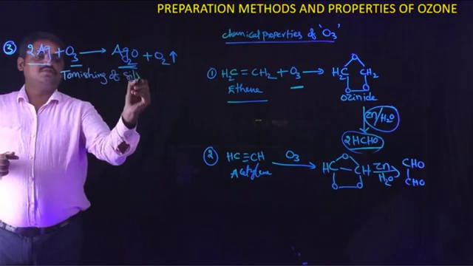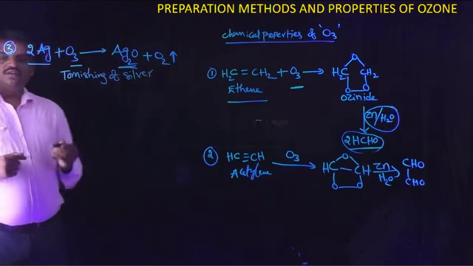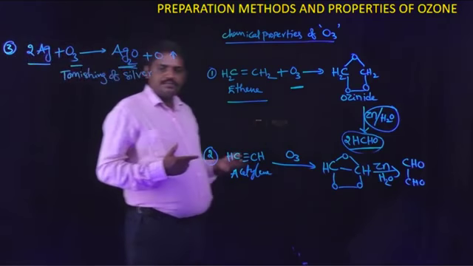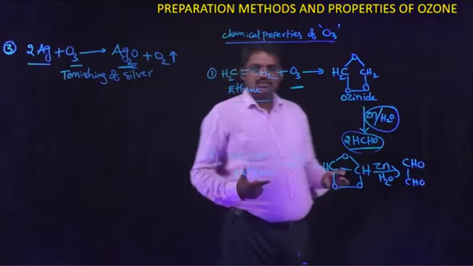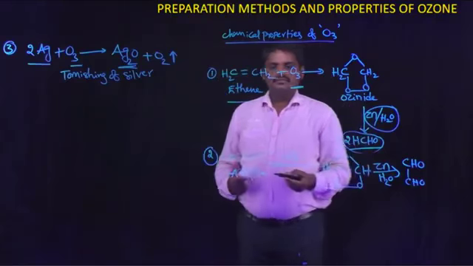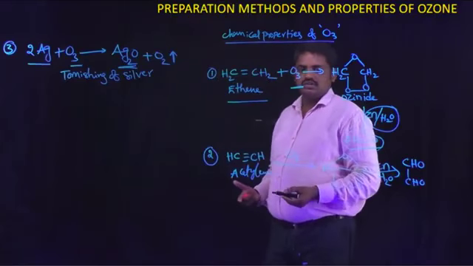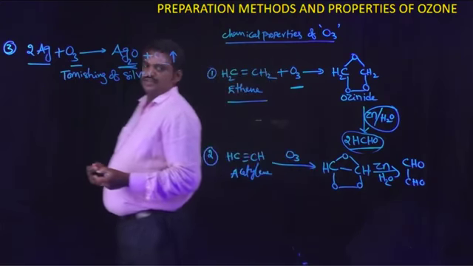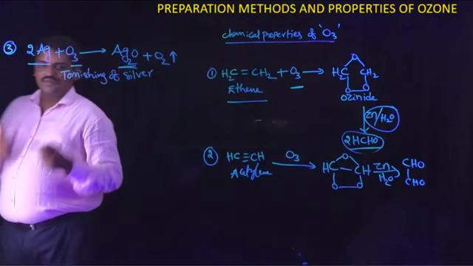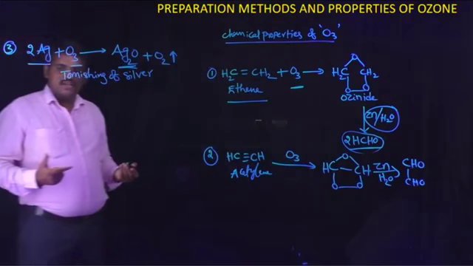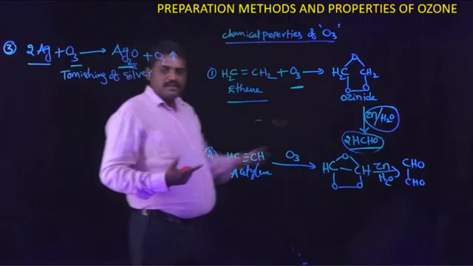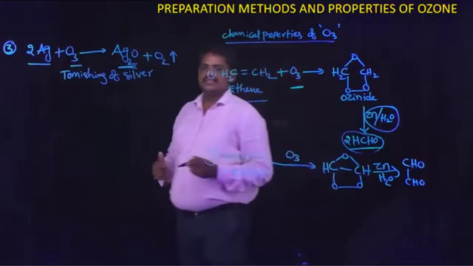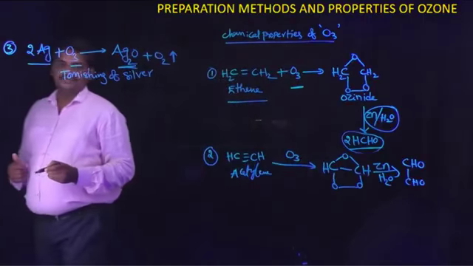Tarnishing of silver means the formation of silver oxide from silver by the involvement of ozone. That process is known as tarnishing of silver. The formation of silver oxide from pure silver by the involvement of ozone molecule is known as tarnishing of silver.